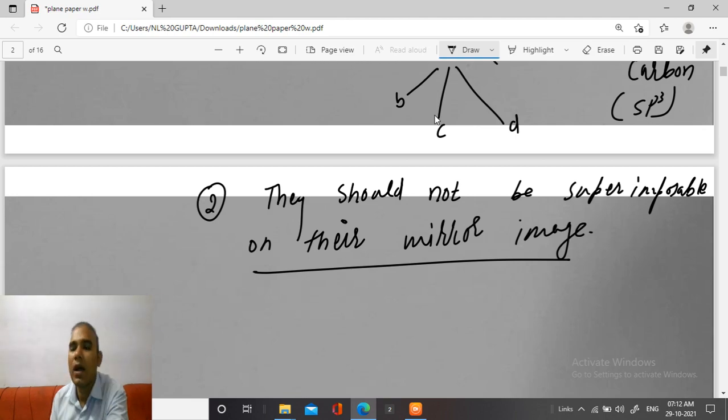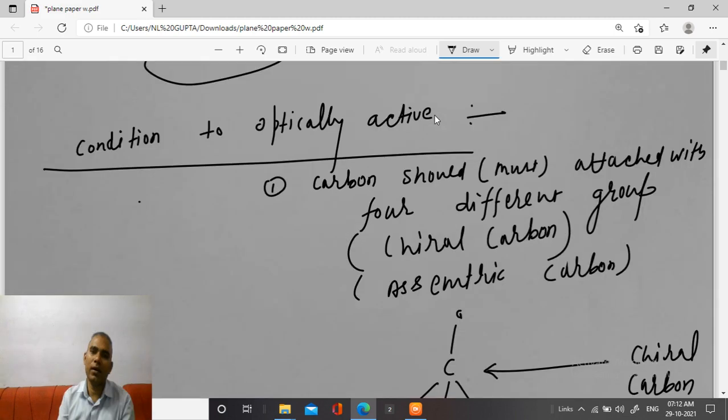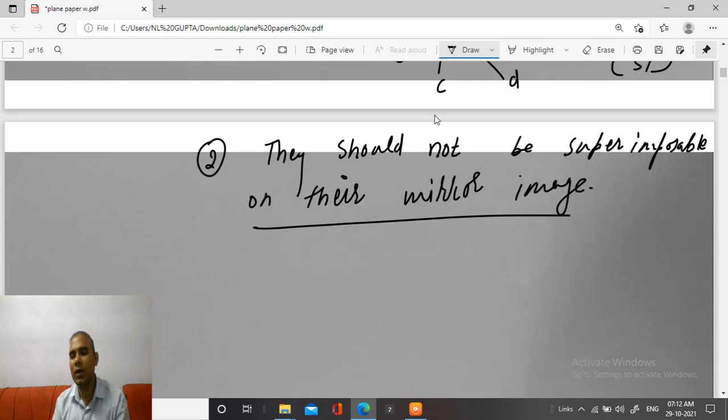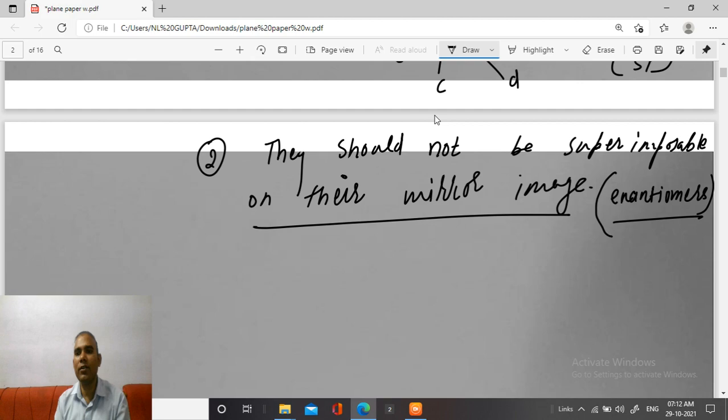Now these two points are making the compound optically active. And if they are not superimposable on their mirror image, then they are called enantiomers. So let us have a look at a compound.